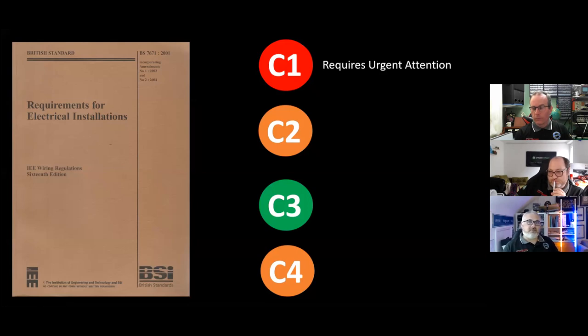If we go through those codes, C1 required urgent attention. Lots of debate on how urgent things could be. And the non-technical layman would go, well, it's urgent to you. It's not maybe urgent to me. So it kind of left quite a lot of EICRs. It's definitely relative, isn't it?